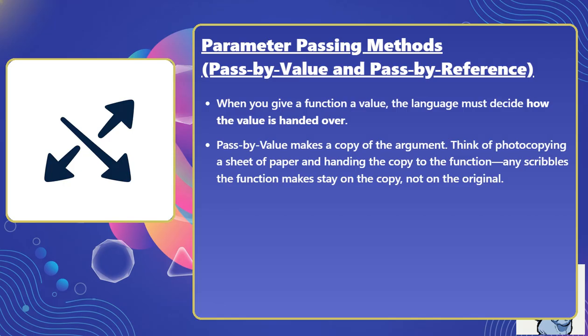Pass by value makes a copy of the argument. Think of photocopying a sheet of paper and handing the copy to the function. Any scribbles the function makes stay on the copy, not on the original. Void inc takes an integer x. Inside inc, x is incremented, which only changes the copy. In main, an integer a is set to 5, inc is called with a, and a remains 5 after the call.